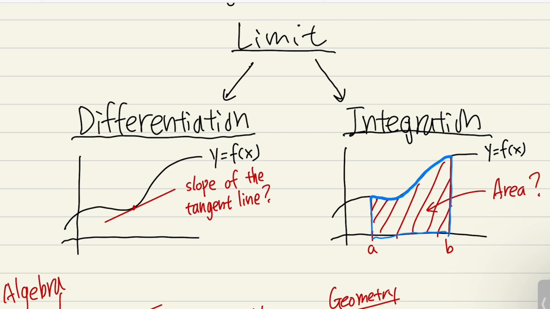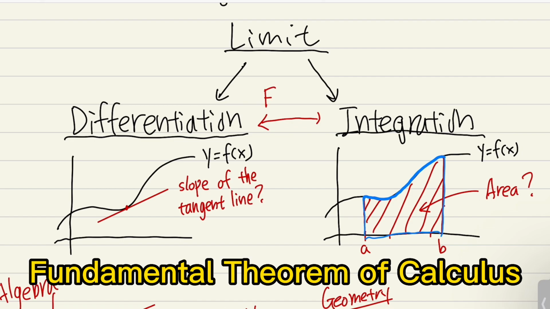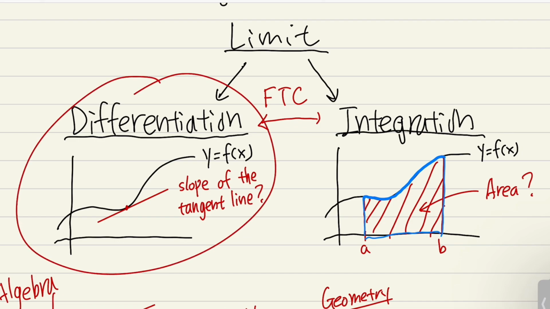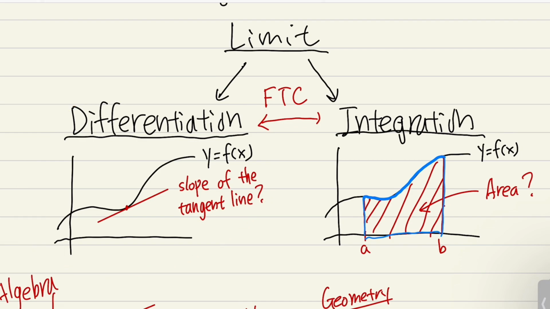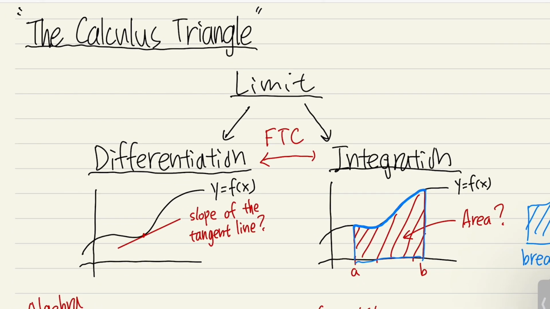But in this case, and this is the craziest situation, in fact, differentiation and integration, they are closely related. They are related by what we call the Fundamental Theorem of Calculus, abbreviated as FTC. Of course, this is the biggest part of this class. Fundamental Theorem of Calculus actually says that if you know differentiation, you can actually get integration. Or if you want to know integration, in fact, you better know some differentiation in order to do the computation and all that stuff. So that's it. We have our calculus triangle here.